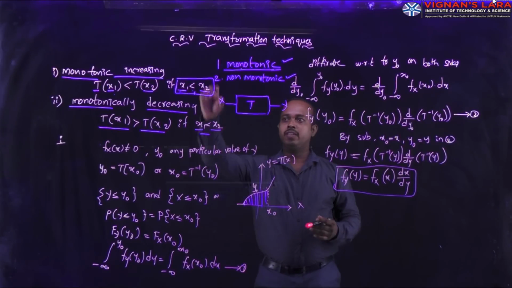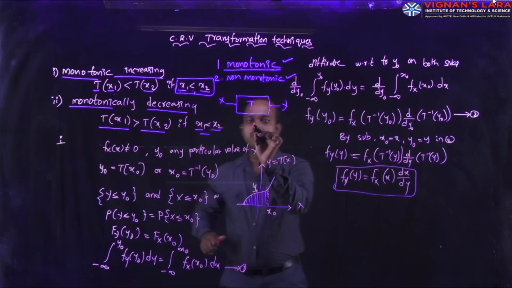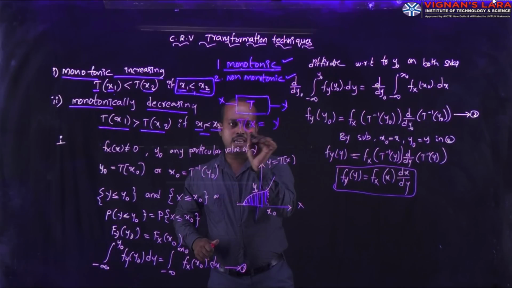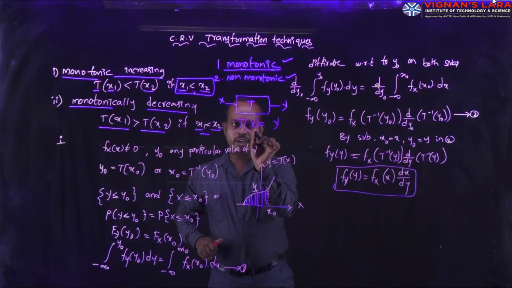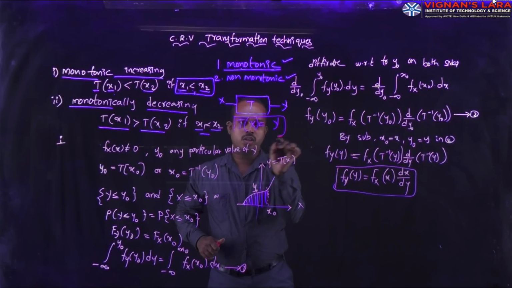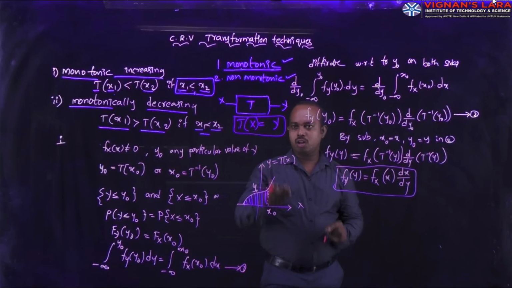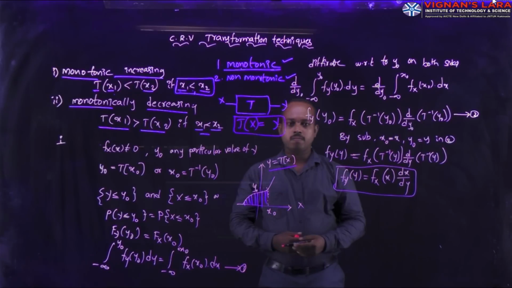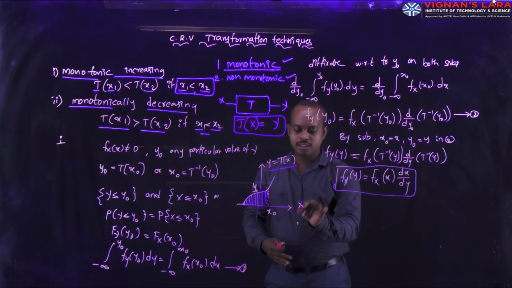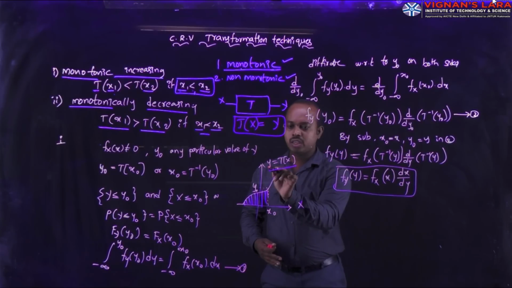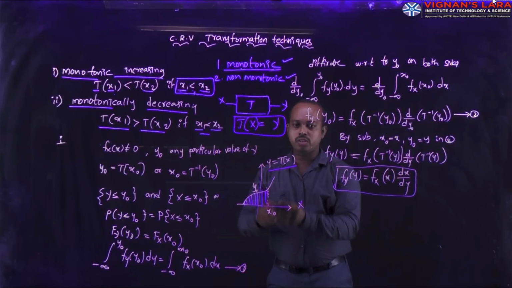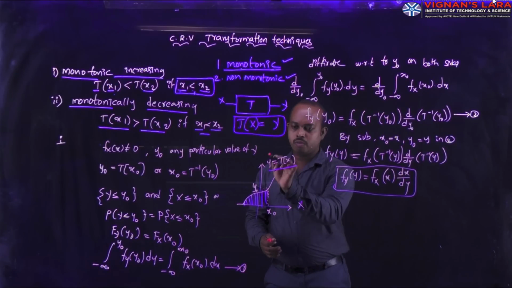The relation we are writing is: x is an input and y is an output. The relation between them, the transformation, is y is equal to T of x. But for monotonically increasing, I have to represent x as the input in the horizontal direction and y as the output in the vertical direction. These quantities I have to plot on a coordinate system, horizontal x and vertical y.